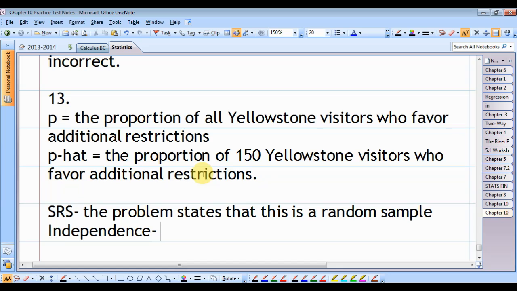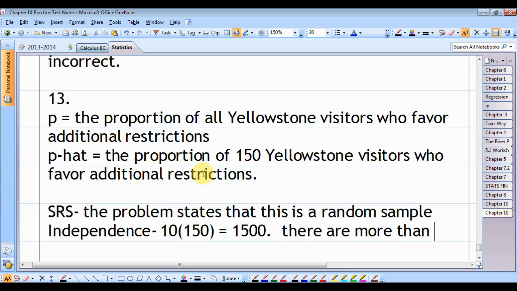For our interval to hold true, 10 times 150, which is 1,500. Are there more than 1,500 visitors to Yellowstone? Most. I think the answer is yes. The answer is yes. But you bring up a good point. There are more than 1,500 visitors. I didn't think of that.